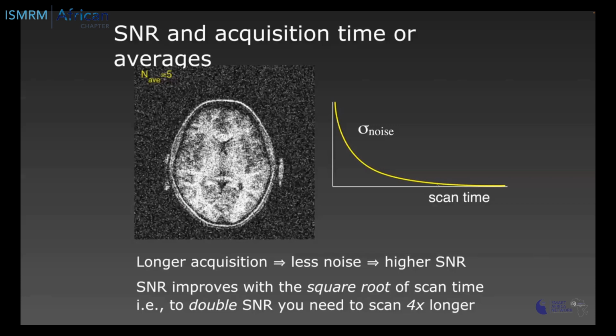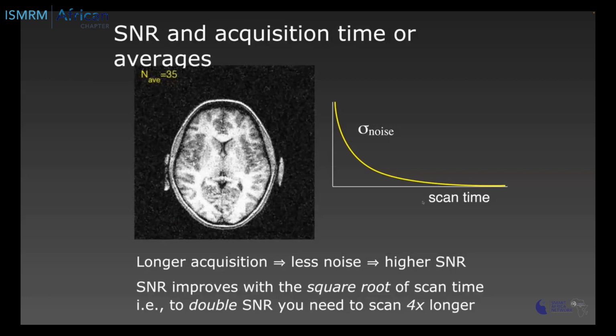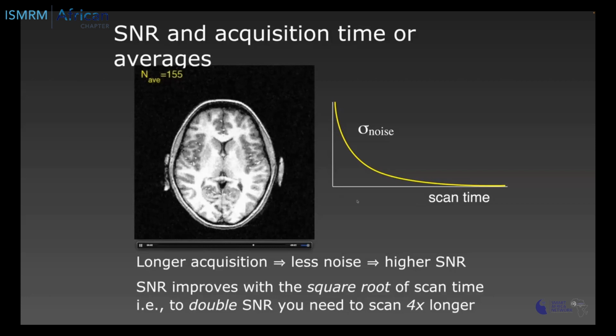So here's how SNR relates to acquisition time. I've just said that longer acquisitions produce less noise and higher SNR, but actually that improvement is not linear. So scanning for double the amount of time doesn't double the SNR. Unfortunately, it actually only improves with the square root factor of scan time. So if you want to double your SNR, you need to scan for 4 times longer. We can see just an illustration of that process here.